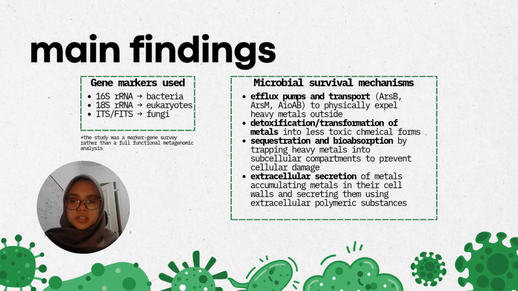As mentioned before, the study used gene markers, which are 16S rRNA, 18S rRNA, and ITS. The study does not focus on full functional metagenomic analysis. However, the study mentioned microbial survival mechanisms that support the theory, which are efflux pumps and transport, detoxification and transformation of metals, sequestration and bioabsorption, and extracellular secretions.